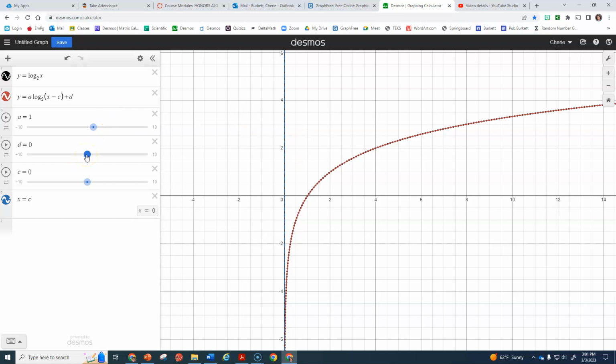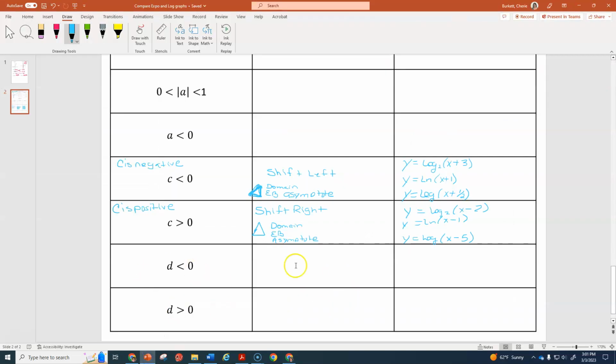So D does the same thing it always did, it moves it up and down, only this time it doesn't affect anything other than the x-intercept. Moving it up and down does change the x-intercept, but that's not really a big focus for log functions. It doesn't change the asymptote, it does not change the domain, so all we need to do is be able to describe that it shifts it up and down. So go back over here and add that information to your notes.